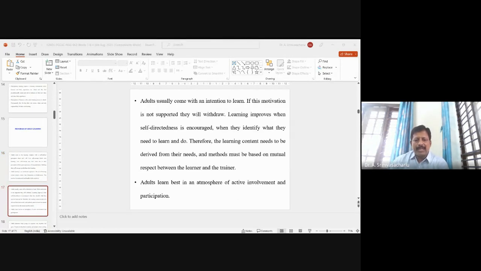Most of the adults come with the intention to learn. They also have interest to learn, depending upon the trainer or teacher. And the learners learn best in an atmosphere of active involvement and participation. Pratisha, what do you mean by active involvement of the learners? How do you involve learners actively as adult trainers?